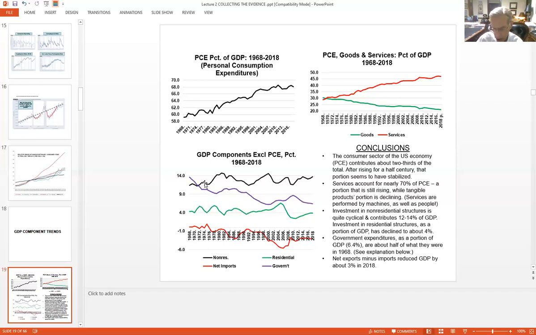The purple line shows the proportion of the GDP represented by government expenditures, and lo and behold, government spending is certainly not taking up more space in the GDP. In fact, it has dropped proportionally, not as total expenditures, but as a proportion of the GDP, whereas non-residential buildings have pretty much held their own. Residential has dropped.